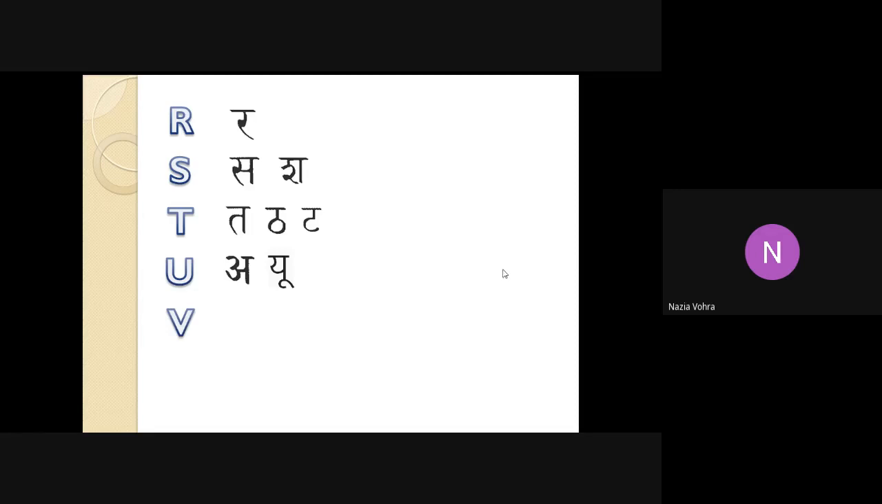Now the sound of V and W is very similar. If you want to get your sound for V, you have to bite your lower lip and say V. And the sound for V will be V. V, van. So lower lip, you're going to bite it. Please don't bite it very hard.